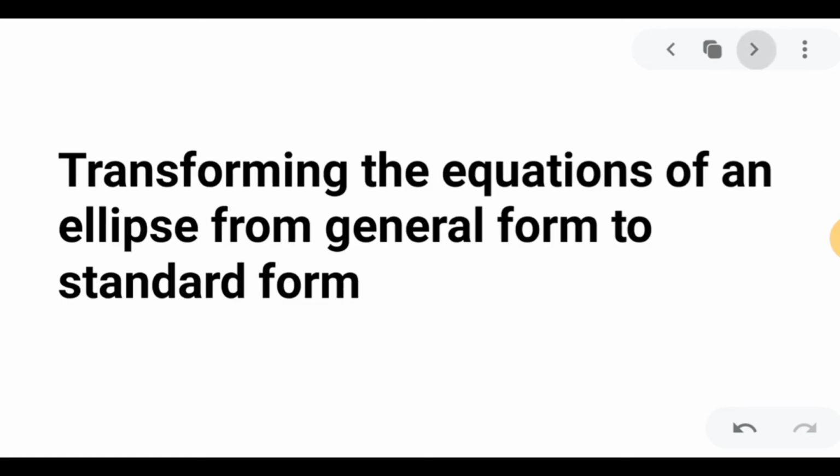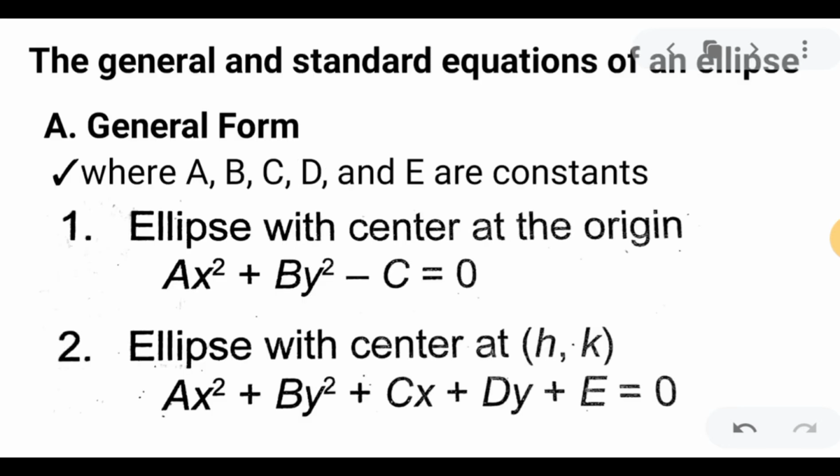equations of an ellipse. We will be discussing as well the transformation of the equations of an ellipse from general form to standard form. So just like the other conic sections, the equation of an ellipse can also be expressed and written in general and standard form. For general form, A, B, C, D, and E are constants.